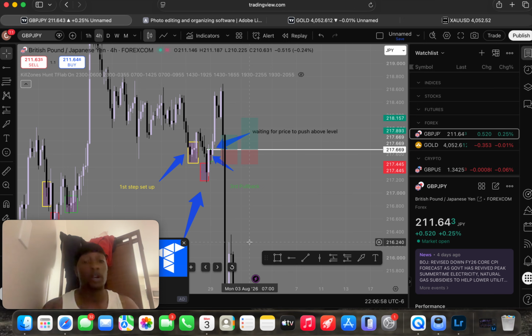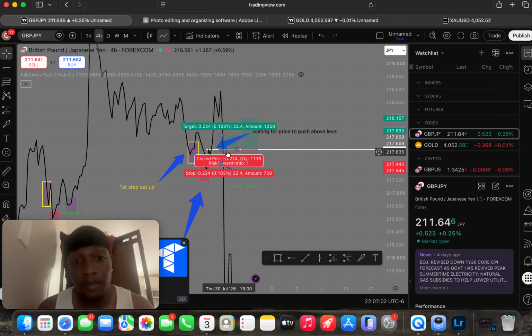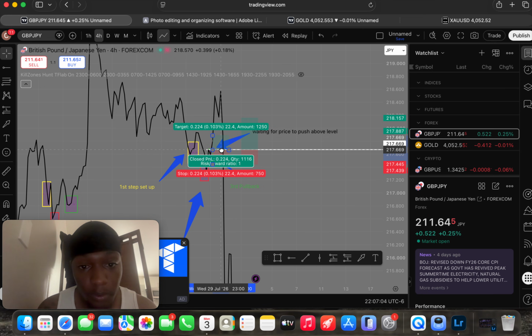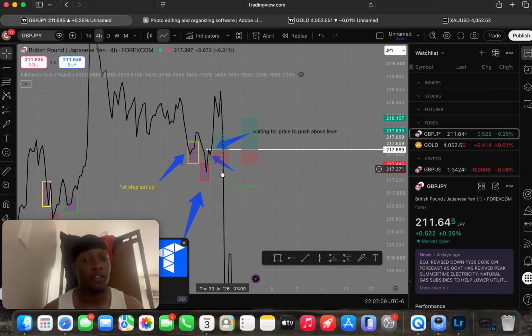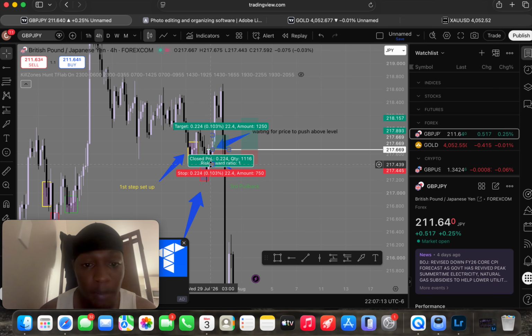Okay, so I go 1-to-1 first. As soon as here, let me go to the line so it's easier to see. And we'll pull you over. I enter in as soon as we push above. I have my stop loss at the wick low. As you guys can see, I have my stop loss.